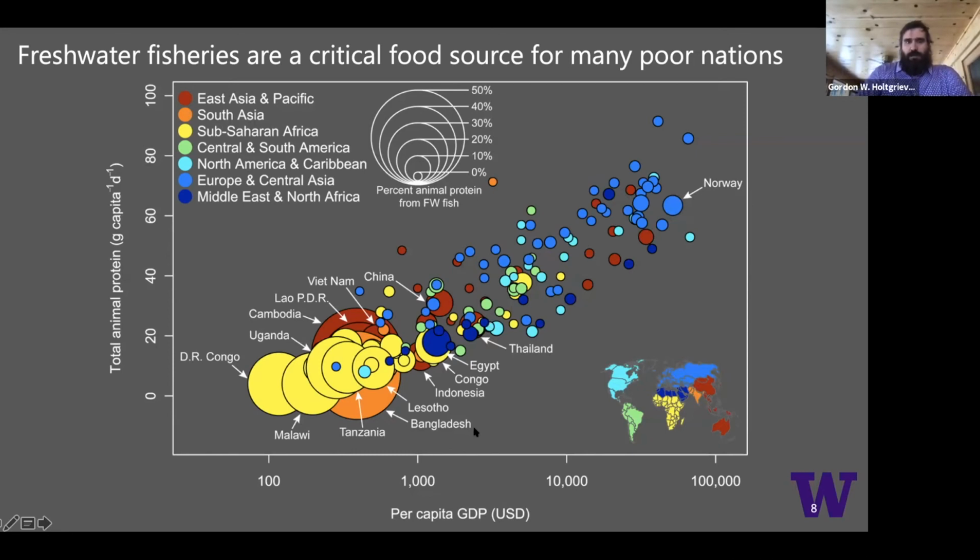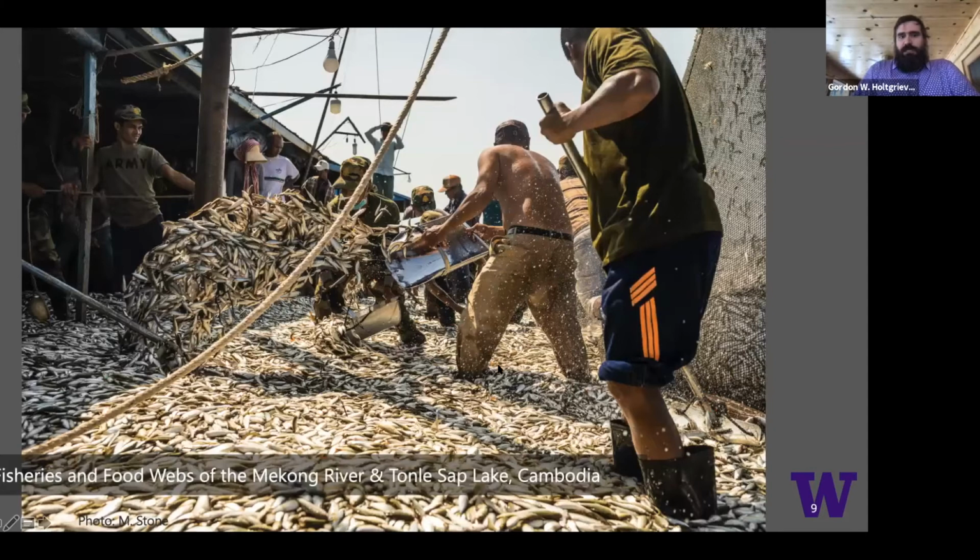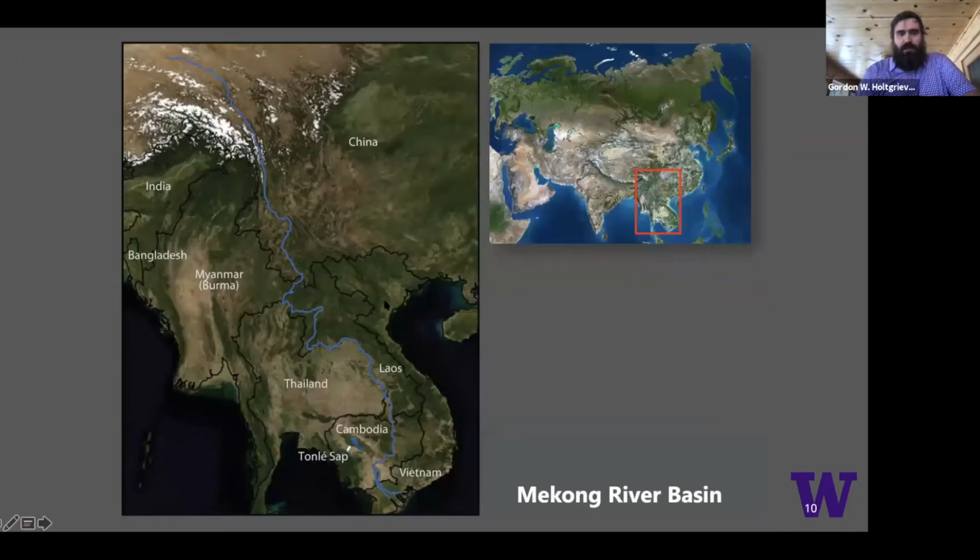All right, so let me zoom in a little more and tell you about a case study, to make this link of fish as food, in particular freshwater fish as food, and then link it to climate and other environmental change. We're going to do this in the Mekong River watershed, and specifically the Tonle Sap Lake, which is part of this. Here we go. Okay, so here's the map to introduce where we are.